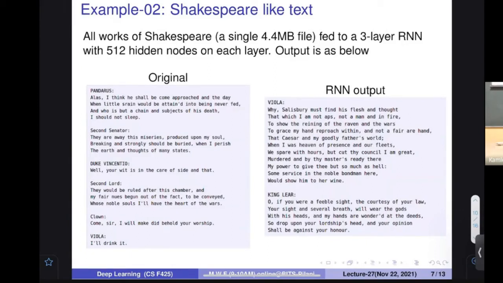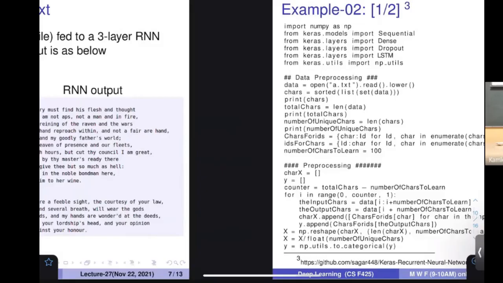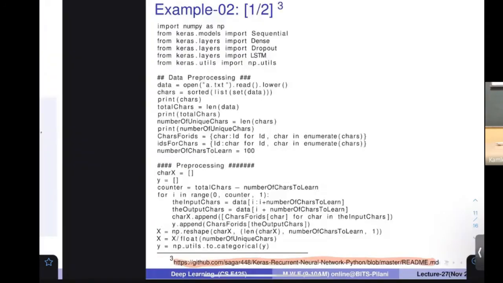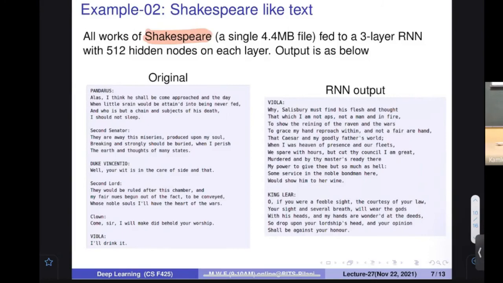Another example is Shakespeare-like text. Whatever Shakespeare has written, you know he is a big and very famous novelist, and everybody has read at least one of his books. Everything he wrote was collected in a single file of 4.4 MB. A 3-layer RNN containing 512 hidden nodes in each layer was trained on it. On the second slide there is a link; you can go and see it, and the same code is available there. Am I right?